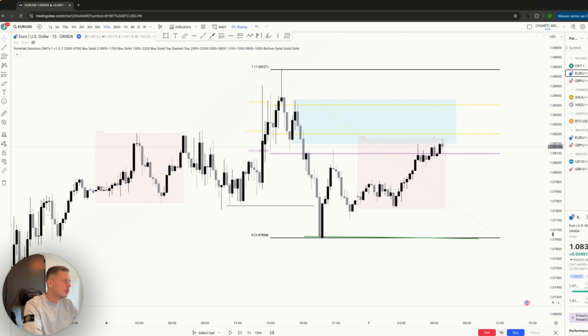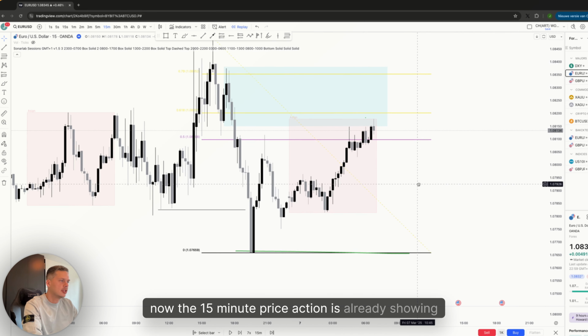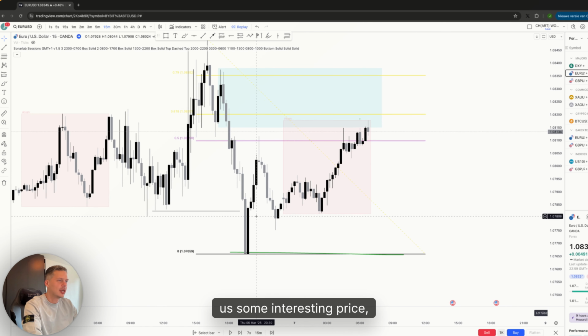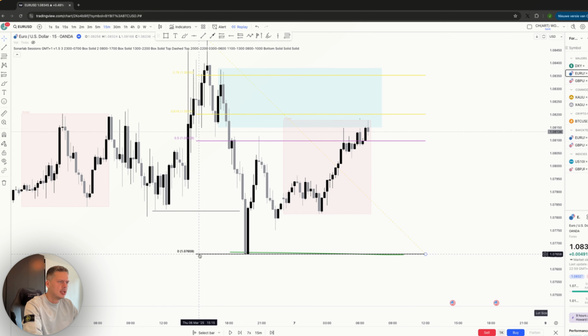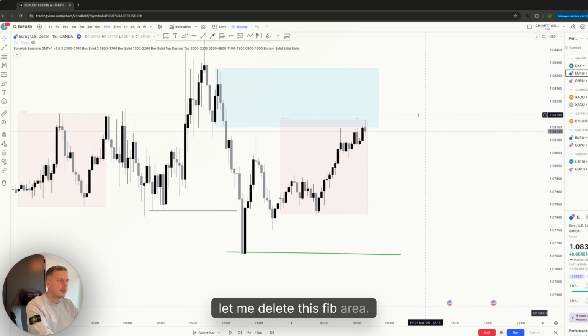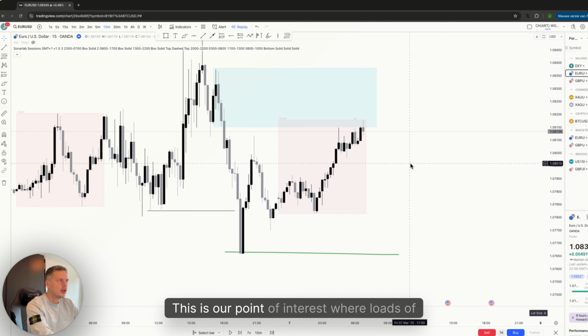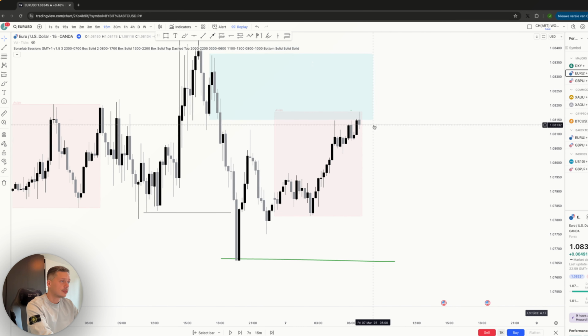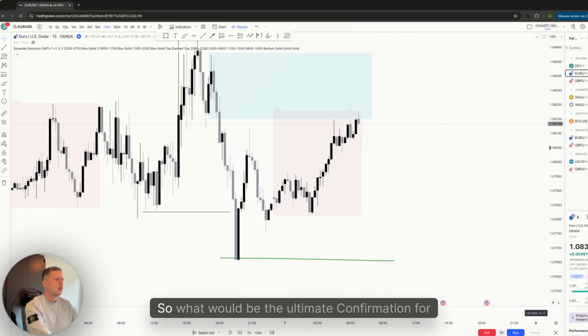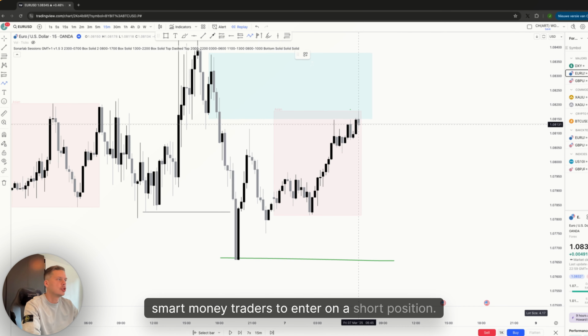All right. Now the 15-minute price action is already showing us some interesting things, right? So we had price coming into that area. Let me delete this fib area. This is our point of interest where loads of traders are going into short. So what would be the ultimate confirmation for smart money traders to enter on a short position?